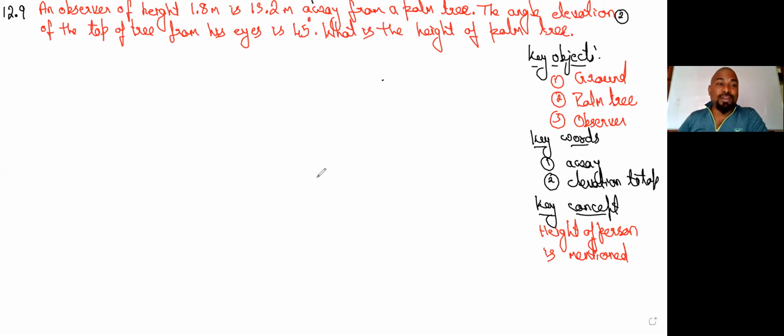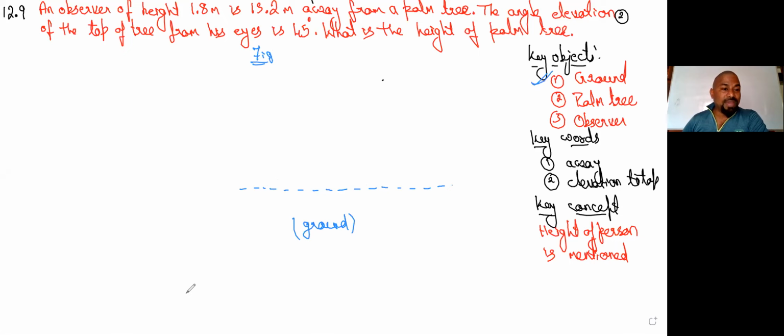Now let's draw the figure based upon the requirement he has given. Let's draw the figure. Now let me go to the first object he has given, which is the ground. I have taken the ground. I'm considering this as the ground. So this is the ground. The first object is done.